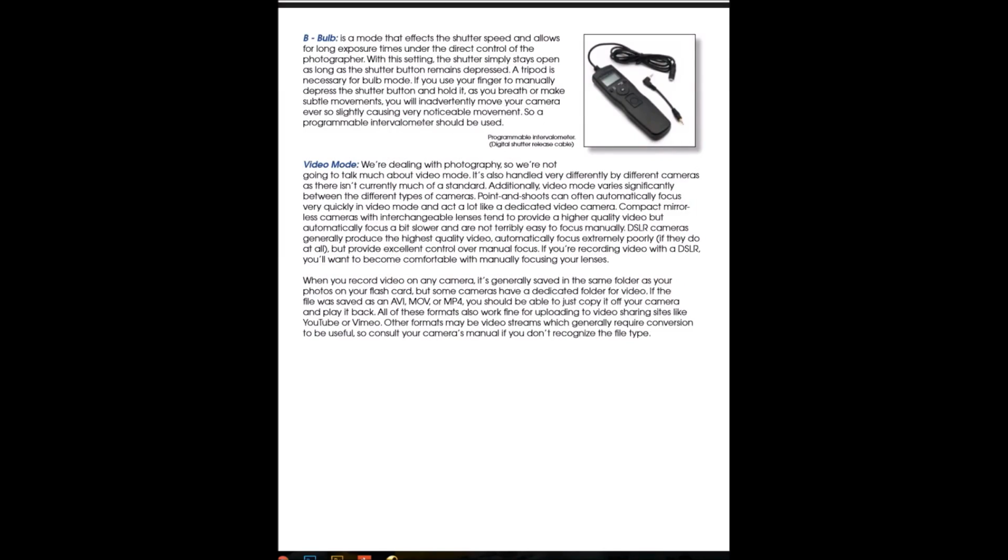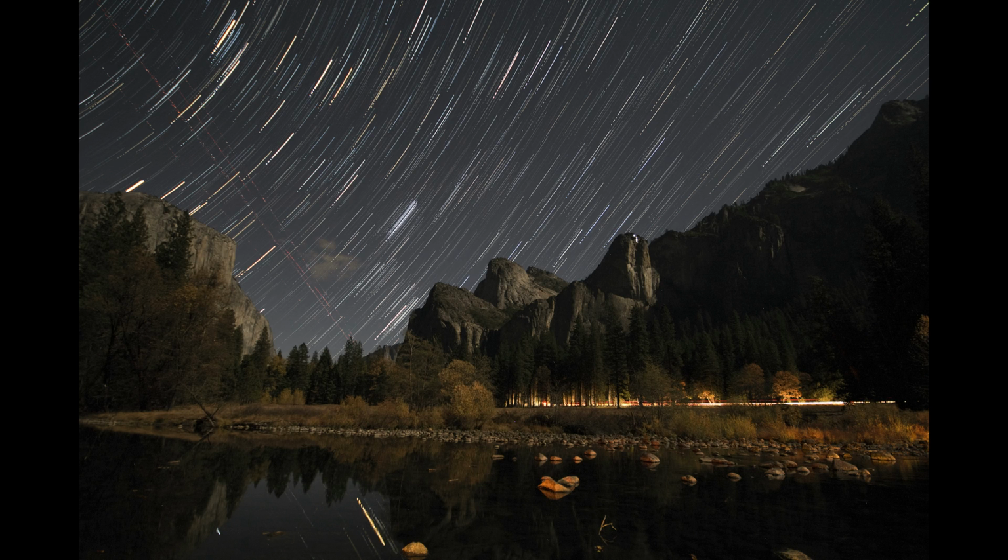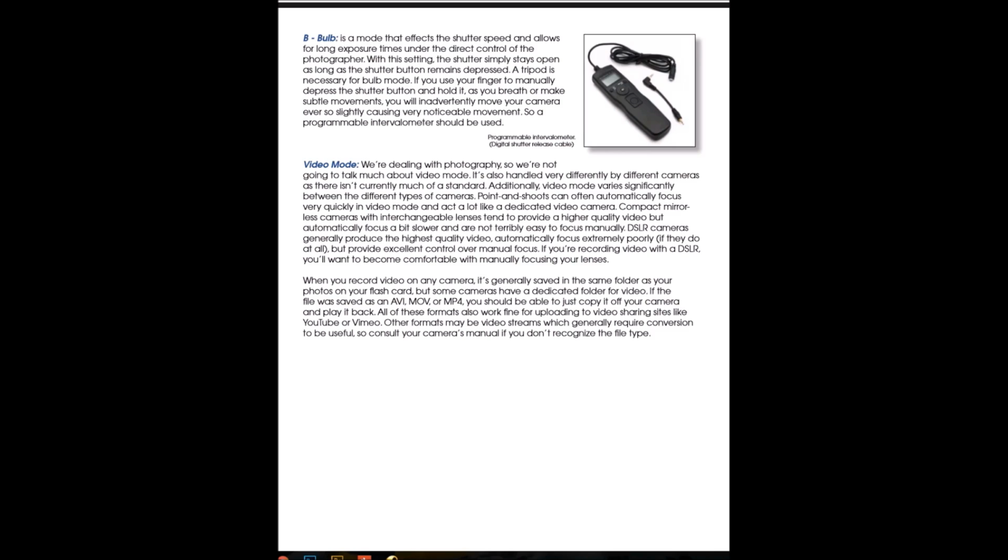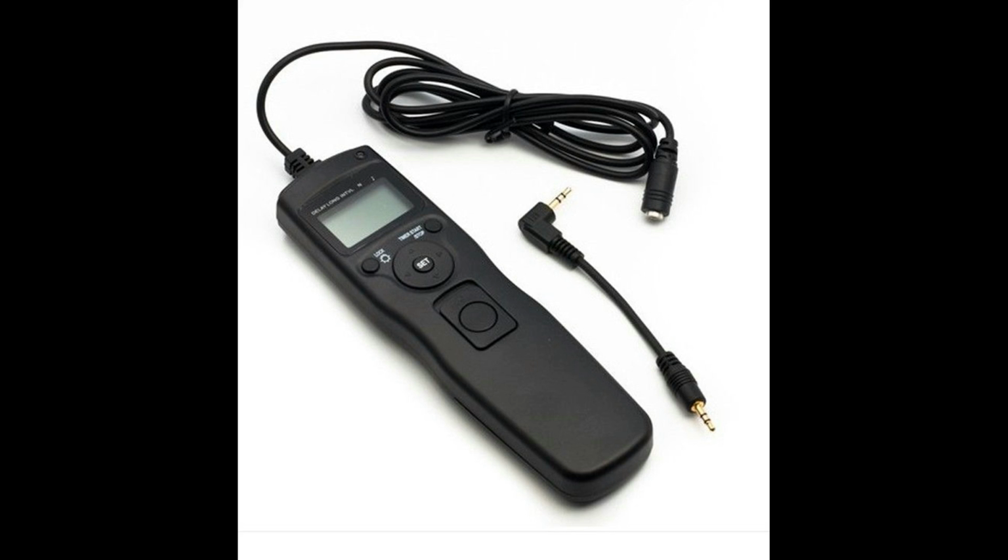B, or bulb, is a mode that affects the shutter speed and allows long exposure times under the direct control of the photographer. With this setting, the shutter simply stays open as long as the shutter button remains depressed. A tripod is necessary for bulb mode. If you use your finger to manually depress the shutter button and hold it, as you breathe or make subtle movements, you will inadvertently move your camera ever so slightly, causing very noticeable movement, so a programmable intervalometer should be used.